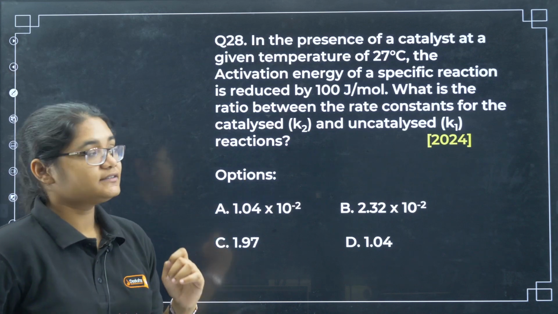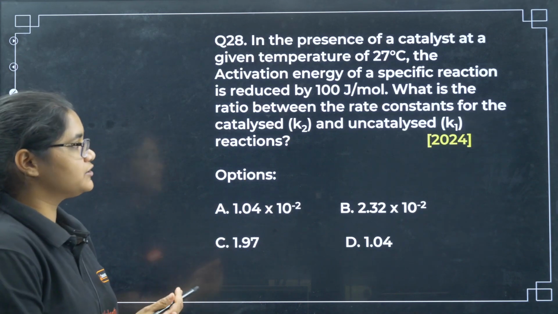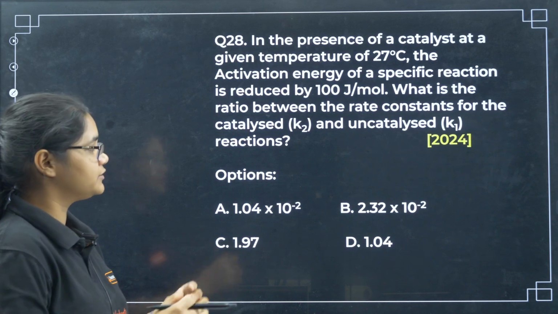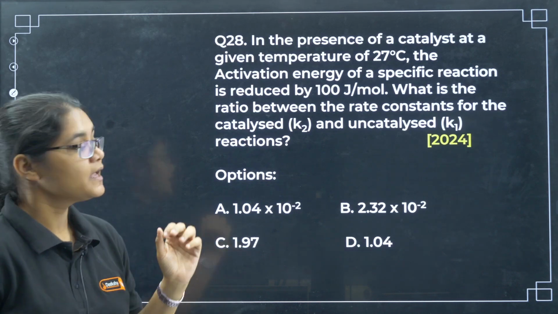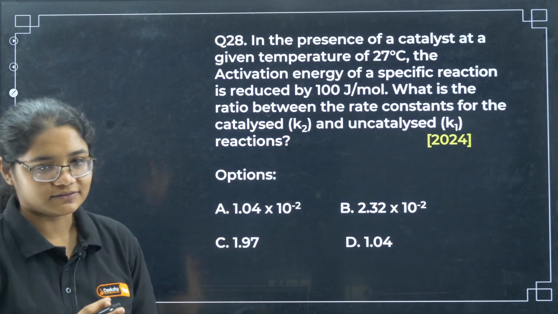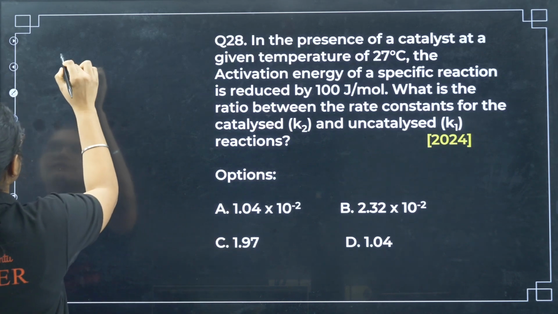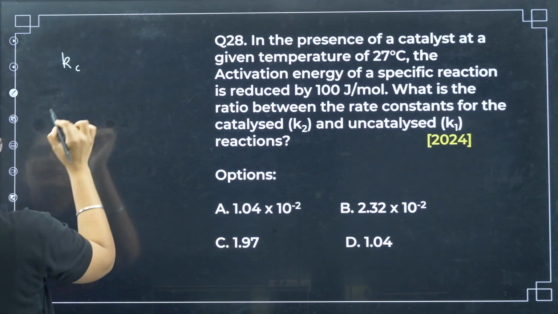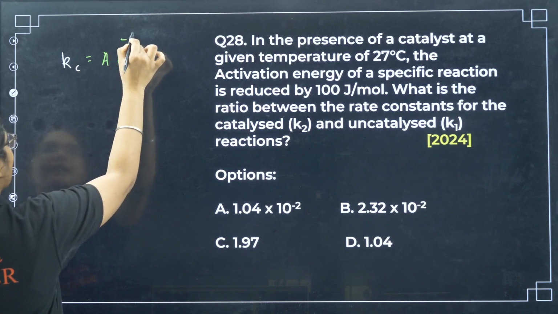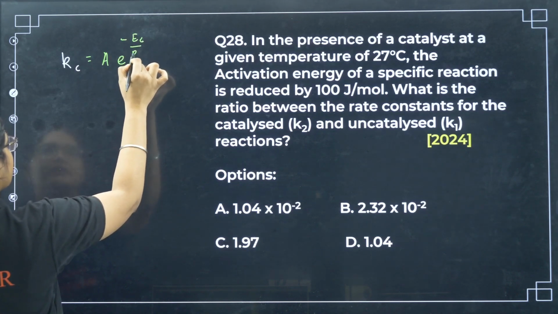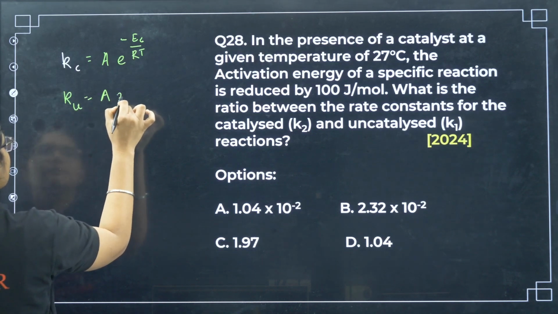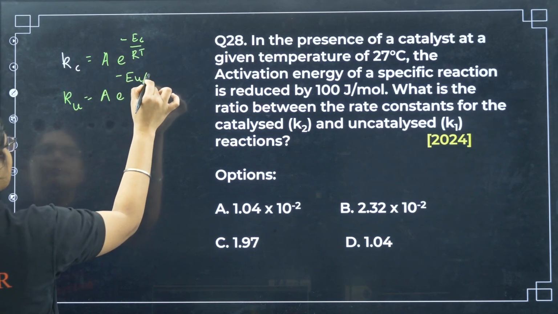Next, in the presence of a catalyst at a given temperature of 27 degrees Celsius, the activation energy of a specific reaction is reduced by 100 joules per mole. What is the ratio between the rate constants for catalyzed and uncatalyzed reaction? This is a very simple question. So let me write for catalyzed reaction the equation as A into e to the power of minus EC by RT. Okay, and for uncatalyzed reaction, e to the power of minus EU by RT.